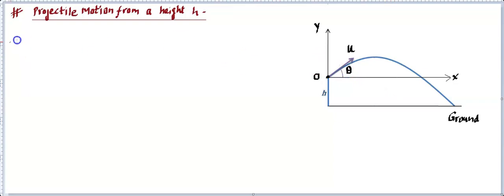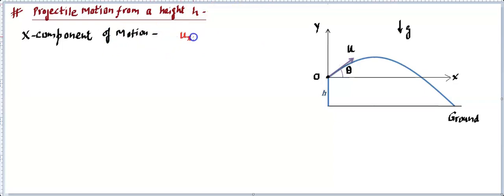So you will divide this motion into two components. One will be the x component of motion, and the origin I have chosen, so we will be following the sign convention according to this. g is vertically downside always, so that will remain downside. Here the initial velocity in the x direction is going to be a component of this, which is in this direction. That's u cos theta. So we are going to write the initial velocity as u cos theta.